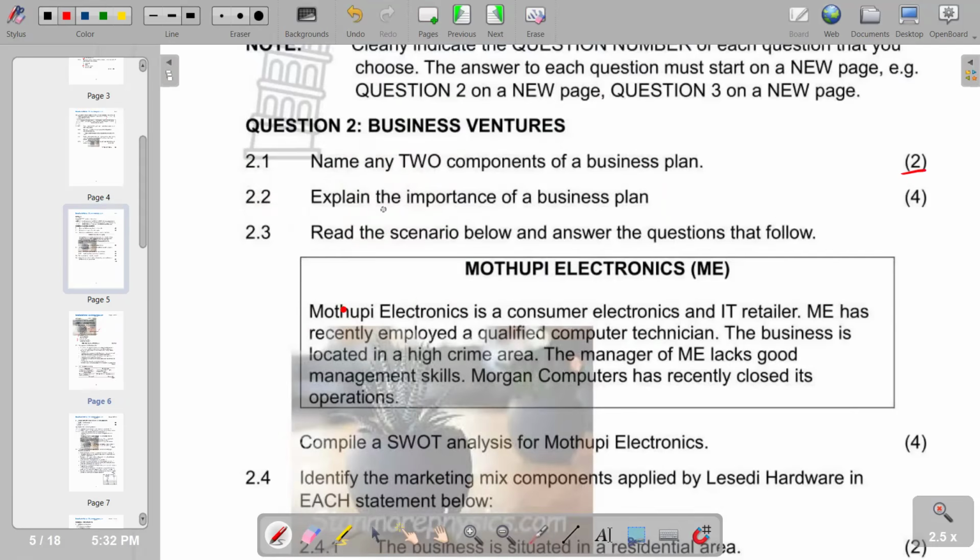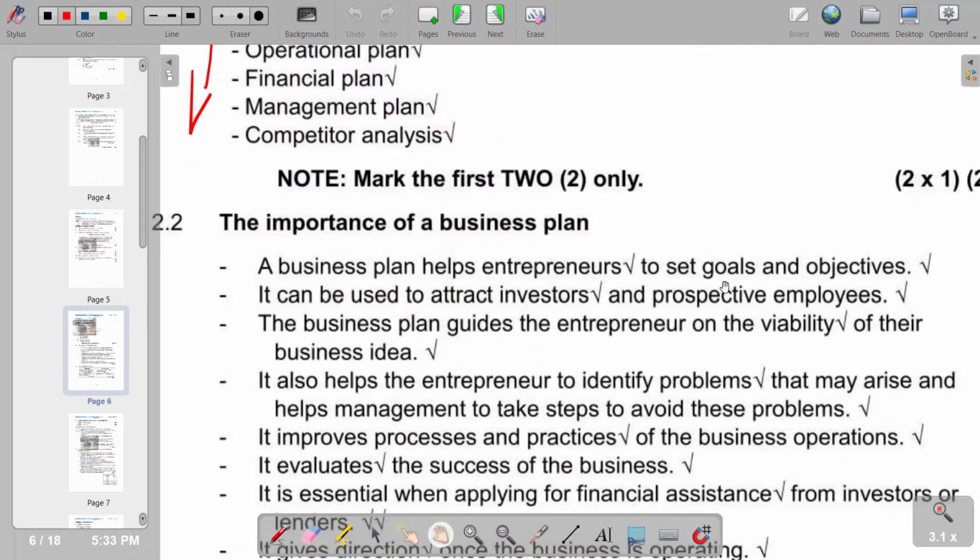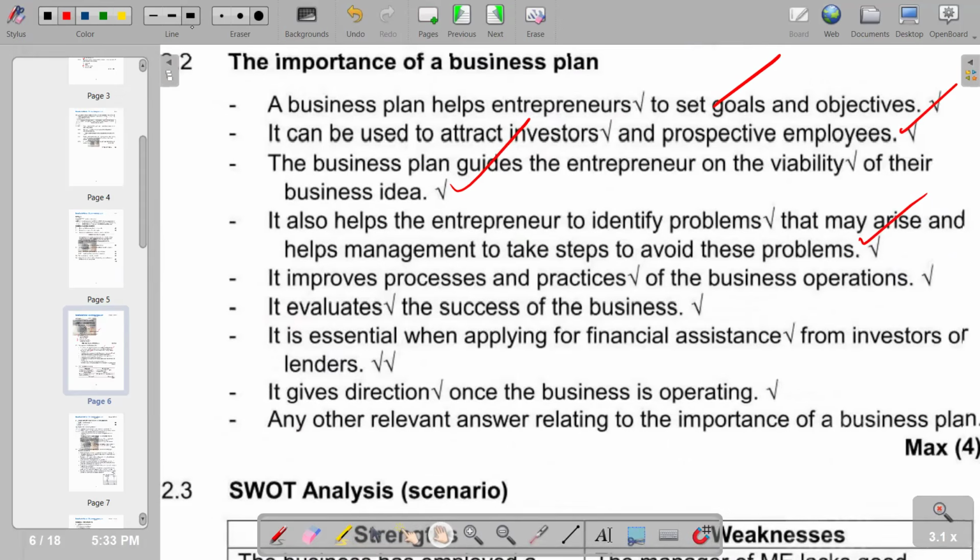So we go to 2.2, explain the importance of a business plan. In terms of the importance, a business plan helps entrepreneurs to set goals and objectives, and it gives the business the direction in which to move. So that is the first point. Moving on to the second point, it can be used to attract investors and prospective employees. The business plan also guides the entrepreneur on the viability of their business idea, and helps the entrepreneur to identify problems that may arise, and helps management to take steps to avoid these problems. So this is what we have in terms of the importance of a business plan. But there are other points that are also correct that we can include.